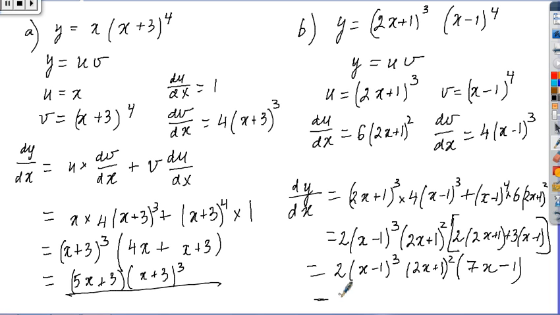So finally our answer is going to be 2 times (7x-1) times (2x+1)^2, and times (x-1)^3.